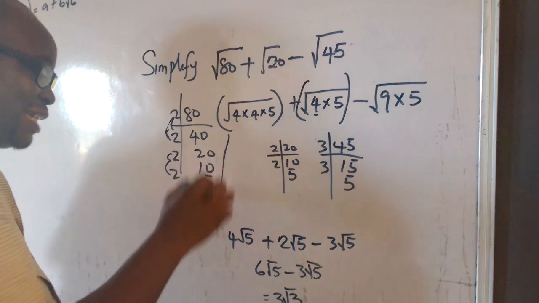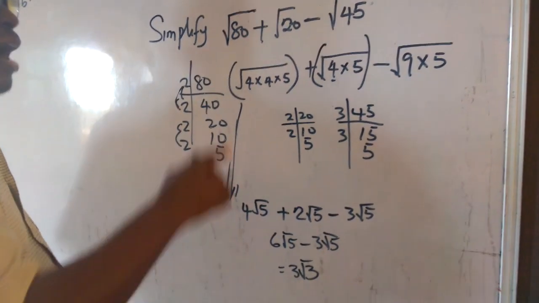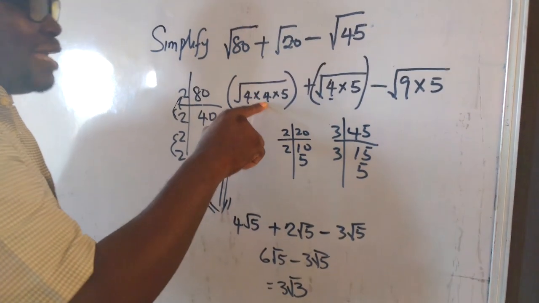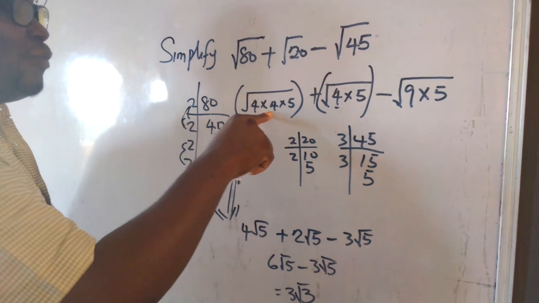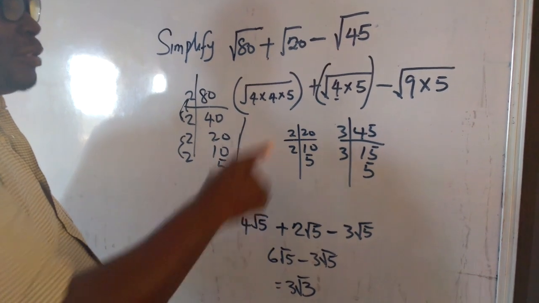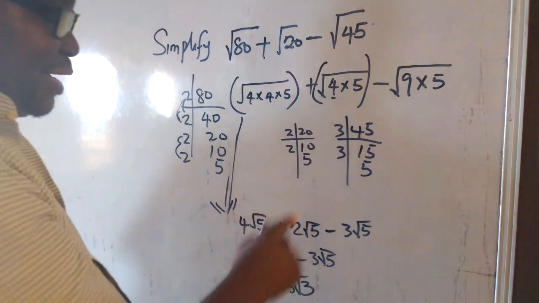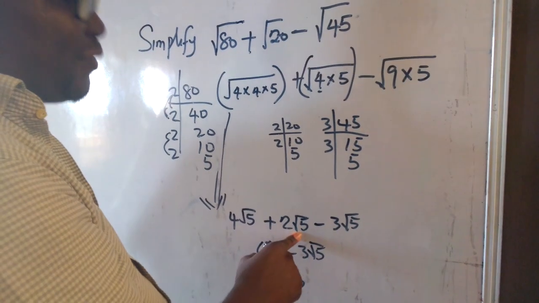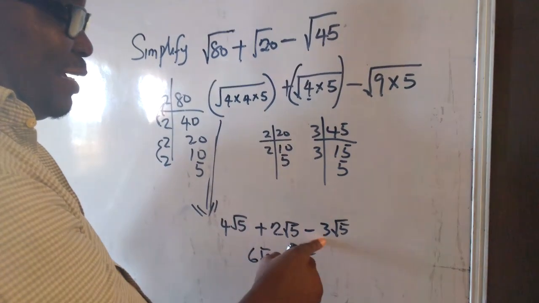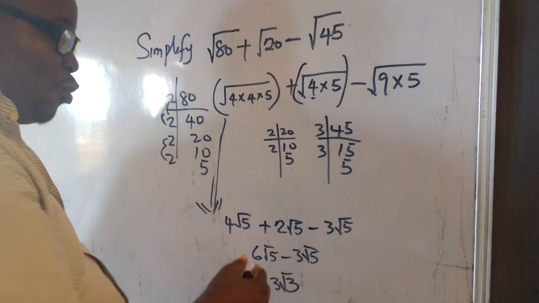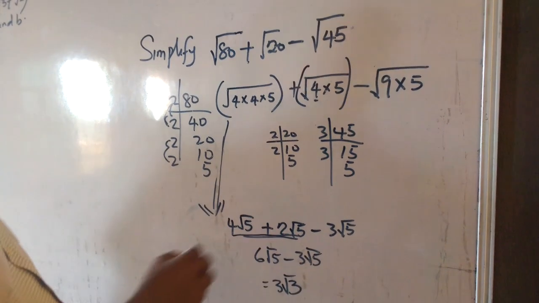So I bring all that expression down here. 4 times 4 is 4 squared, so the square root of 4 squared is 4 times root 5. You can see that root 5 here. The square root of 4 here is 2, and that root 5. And the square root of 9 here is 3, then the root 5. So these are common terms.